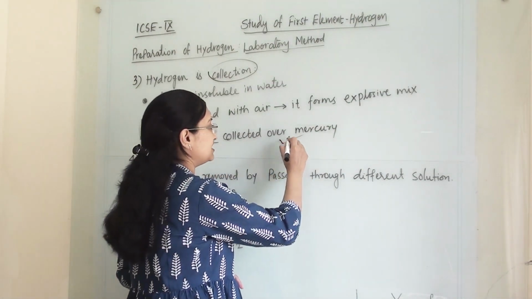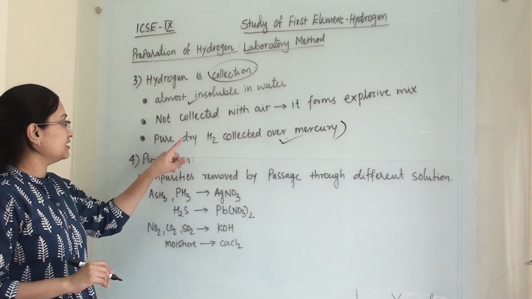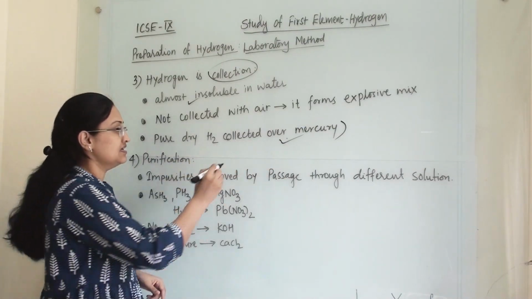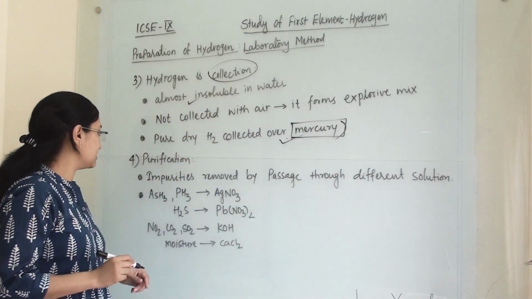So this can be asked in a 1 mark question or in an MCQ. So this is important, over which metal we can collect hydrogen gas. This we need to remember, that over mercury we can collect hydrogen gas.